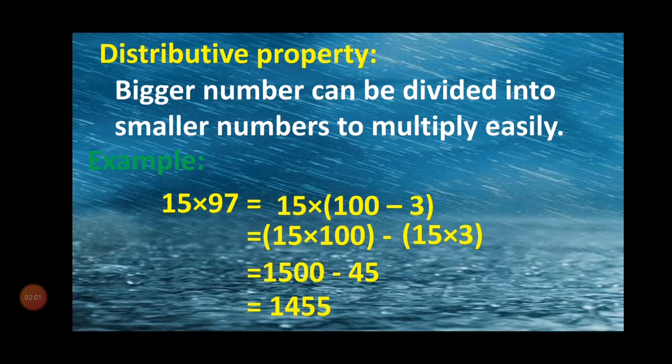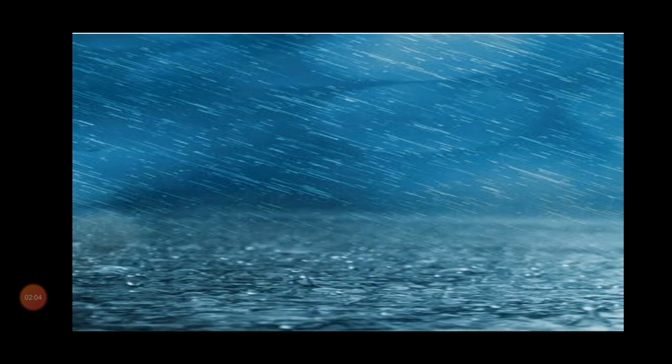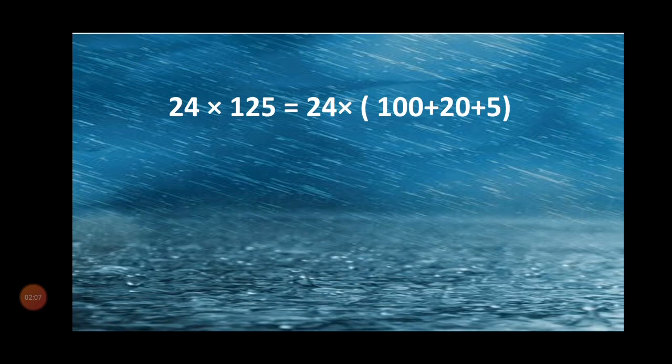1455. One more example I am going to explain to you now. 24 into 125 is equal to 24 into 100 plus 20 plus 5. What do we have here? Here 125 is not nearest to 100, not nearest to 200. So what do we have to do here? We want to expand the number. So 125 we are expanding here, I mean 100 plus 20 plus 5. Then you have to multiply 24 with every number.